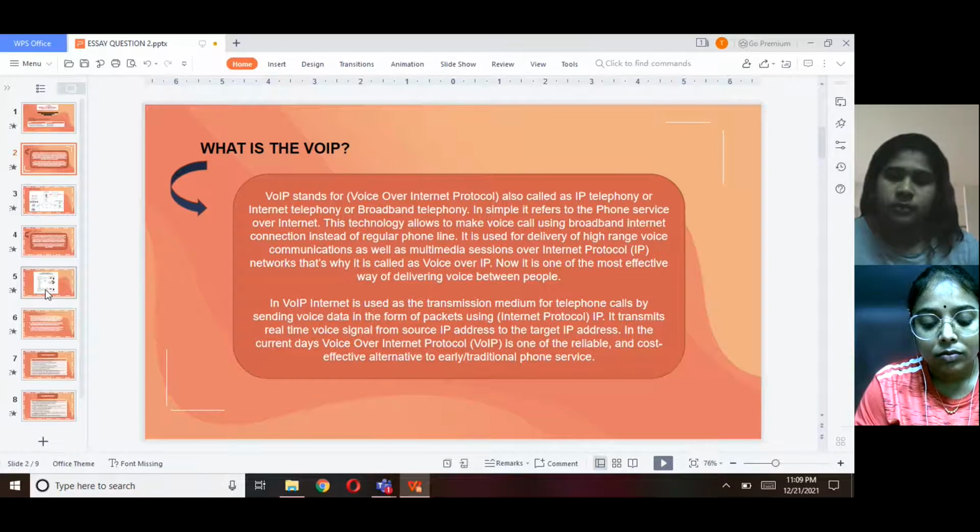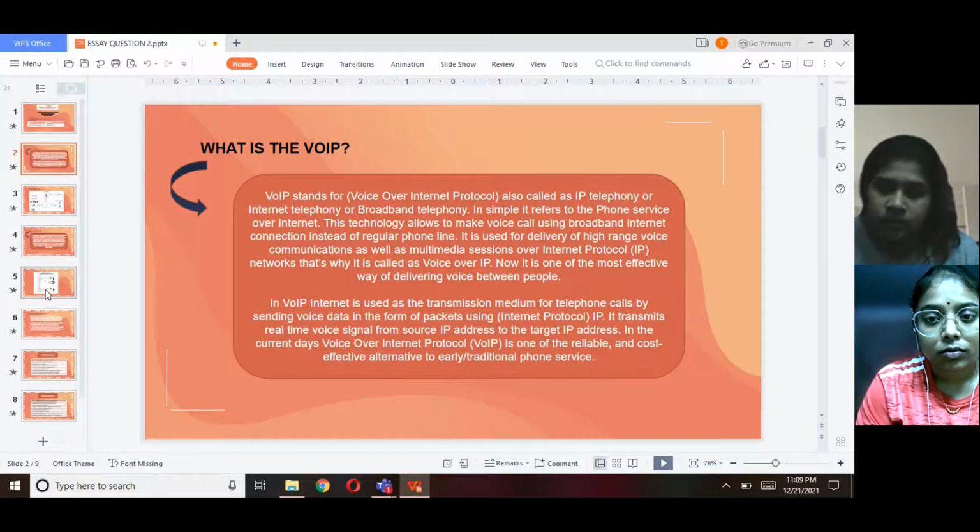Now it is one of the most effective delivery methods. In VoIP, the internet is used as the transmission medium for telephone calls by sending voice data in the form of packets using Internet Protocol (IP). It transmits real-time voice signals from the source IP address to the target IP address. In the current days, Voice over Internet Protocol is a reliable and cost-effective alternative to early or traditional phone service.